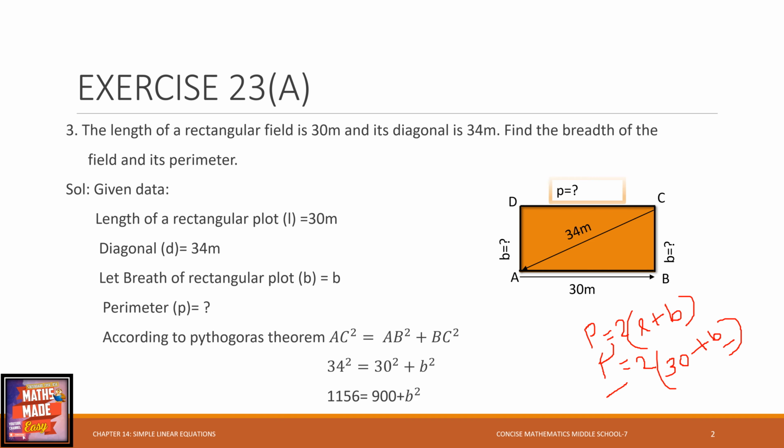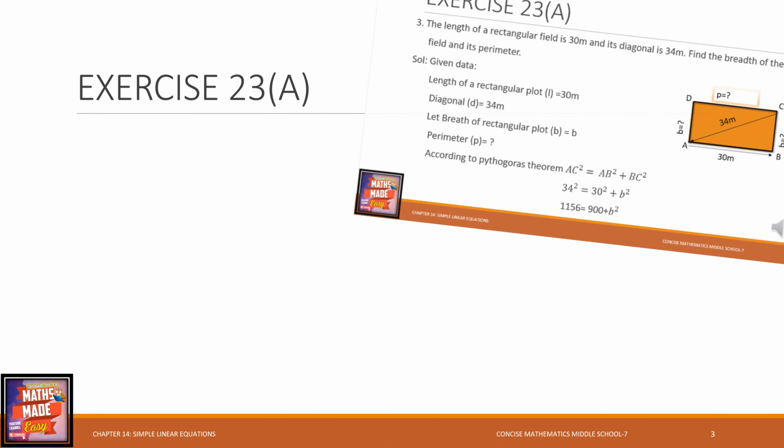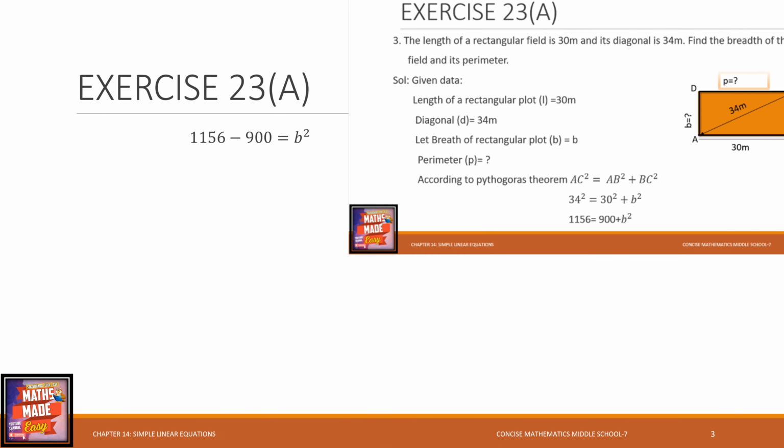Now we have to find out the B square. So here we have to find the value of B. So keep this B square at one side and get this 900 to the other side. It becomes minus. So when you subtract it, you will get 256 is equal to B square. To remove the square on the top, you can just put the square root for this 256. Square root of 256 is equal to B. So 16 is equal to B. That means 16 into 16 will be 256. Always it should be the same.